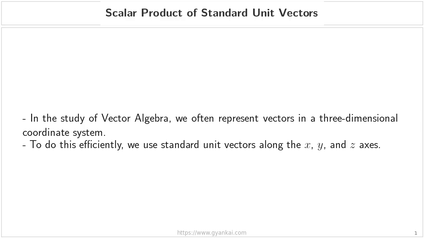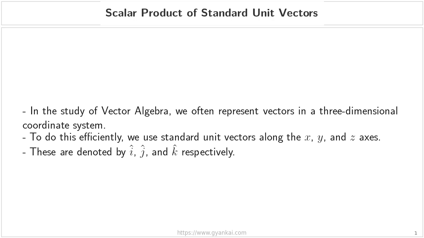So to make our calculations much more efficient and organized, we use what we call standard unit vectors that lie directly along the x, y, and z axes. You will see these represented by the special notation i hat, j hat, and k hat. These little hats tell us we are dealing with vectors of a specific magnitude, and as we move through the next few slides, we will explore exactly how these vectors interact with one another through the scalar product.